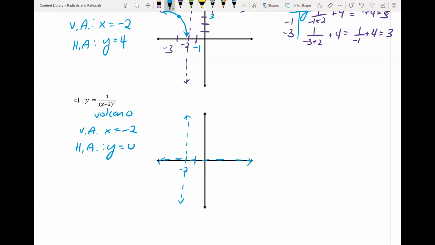Now our next step is to find 2 points. So I'm going to use the x values on either side of my vertical asymptote, which can be -3 and -1. So if I put -3 in there, I'm going to get 1. And if I put -1 in there, I'm also going to get 1.